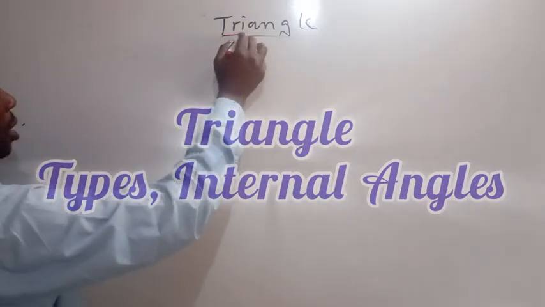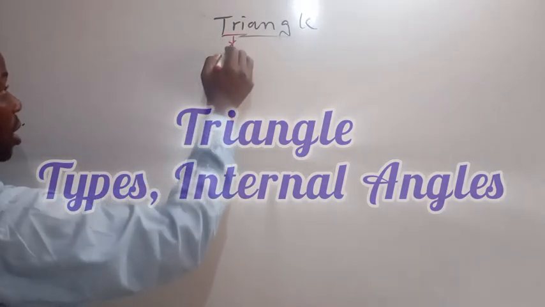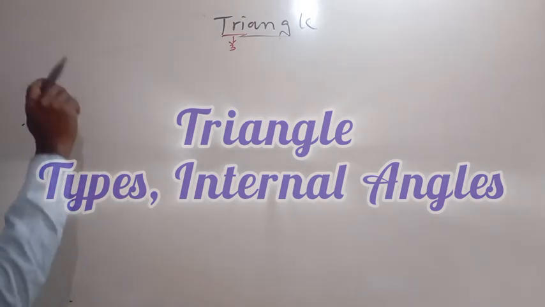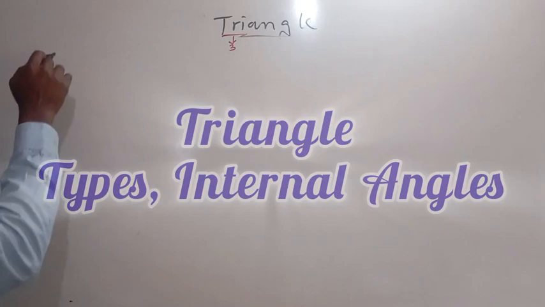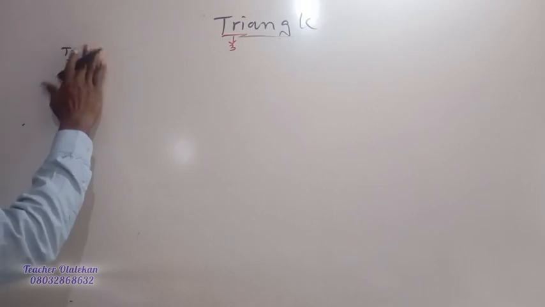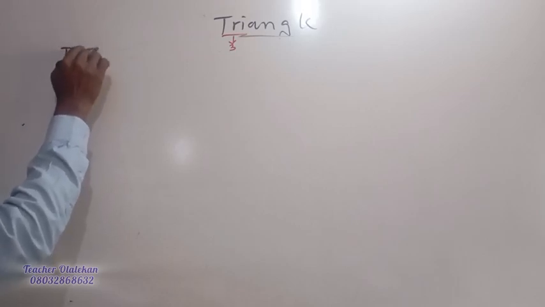Tri means 3. So that means we are dealing with a shape with 3 angles. Are you getting it now? So a triangle is a shape that has 3 angles and 3 sides. Now let's look at the types of triangle.